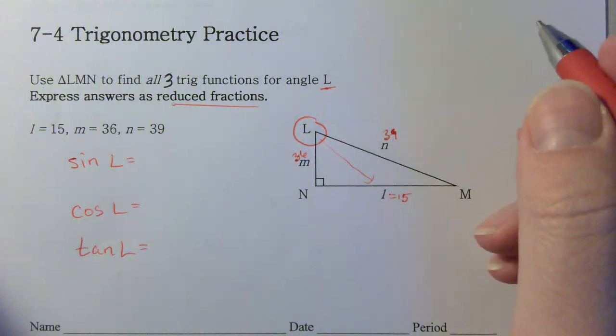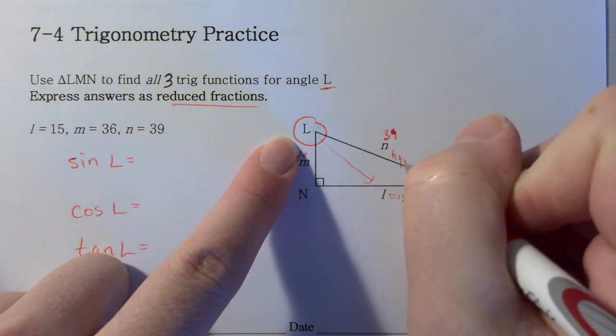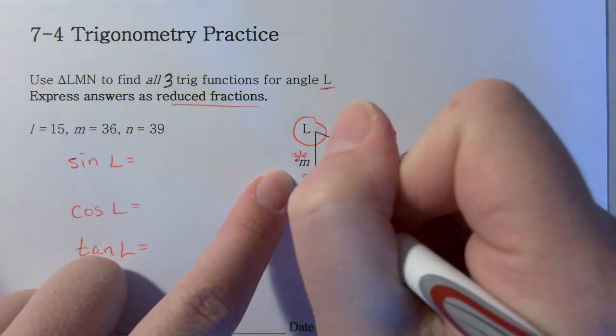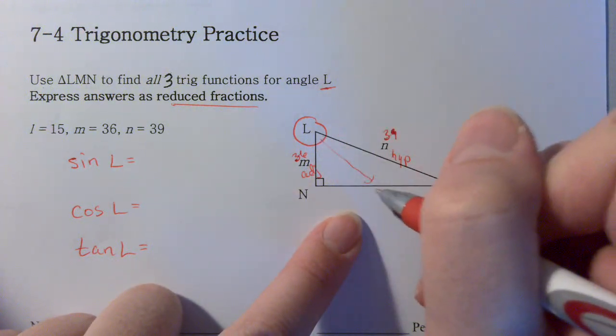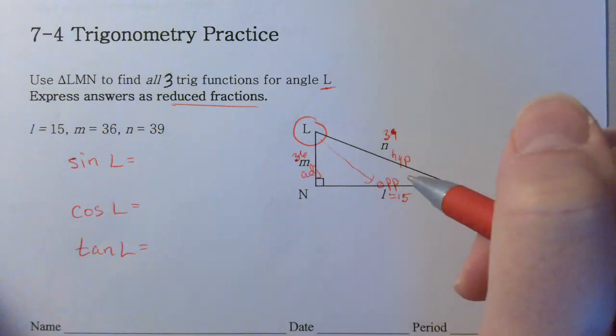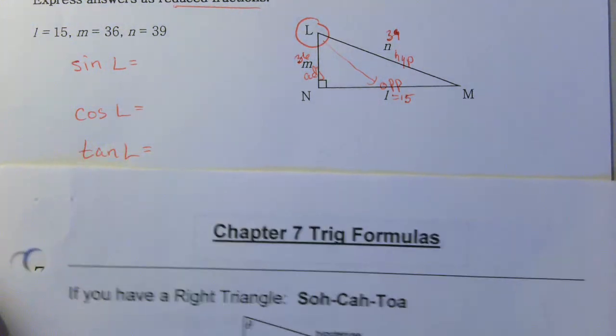So here we go. Let's label this. If this is my angle, this is always the hypotenuse. This side is along it, so it's the adjacent. Get it? Along, adjacent. And this side is the opposite. So I want you to have these things labeled. And then if it helps you, have your little sheet here.